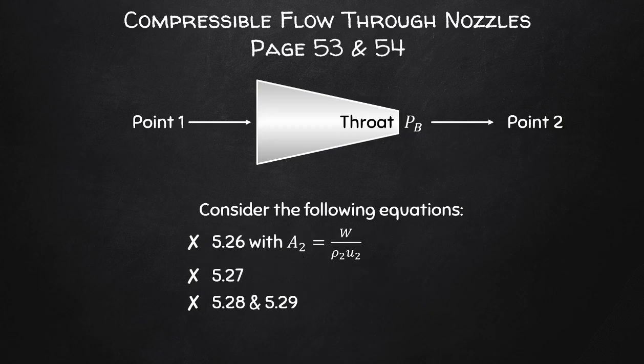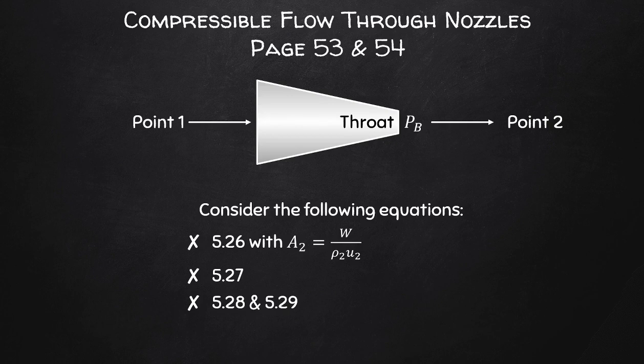In the derivation of the equations which explain flow through nozzles, it can be shown that by using the velocity relation that is given in equation 5.26, with the area of the throat taken into consideration here, the throat velocity is in terms of the Mach number and is a function of the pressure ratio P1 over P2.